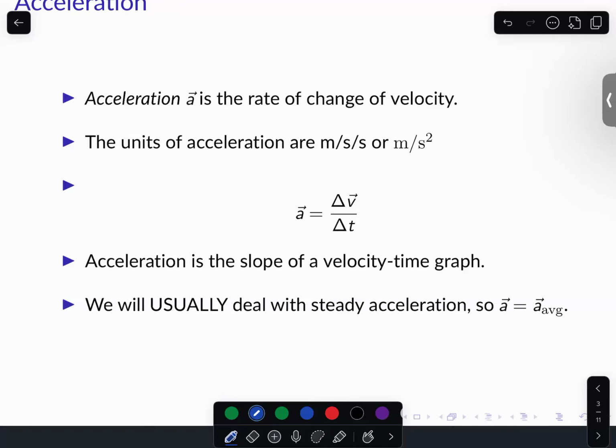Okay. What's the slope on a position graph? What's the slope on a velocity graph? Great. I want to emphasize also that units of acceleration are not meters per second. Don't get these confused. They're meters per second squared.